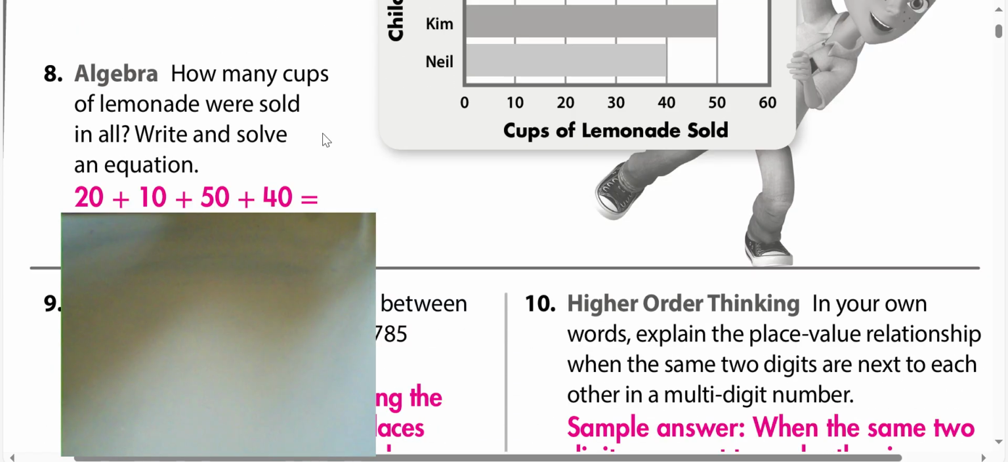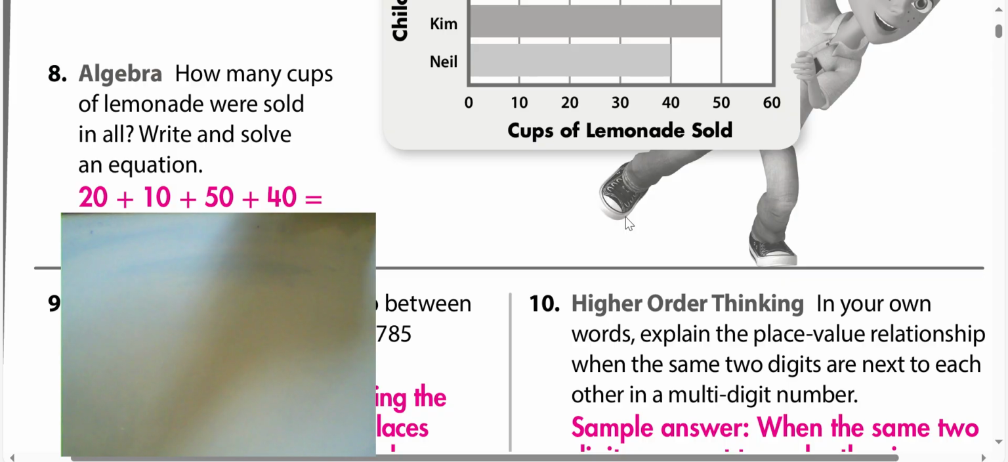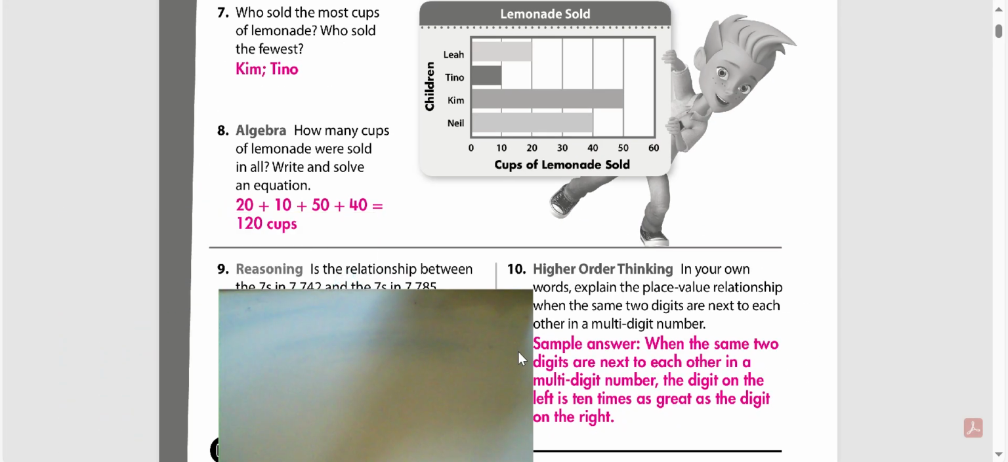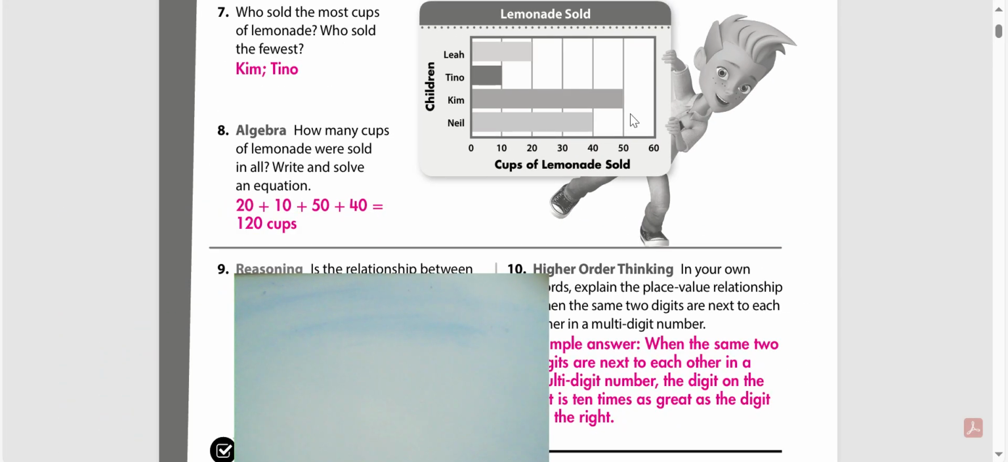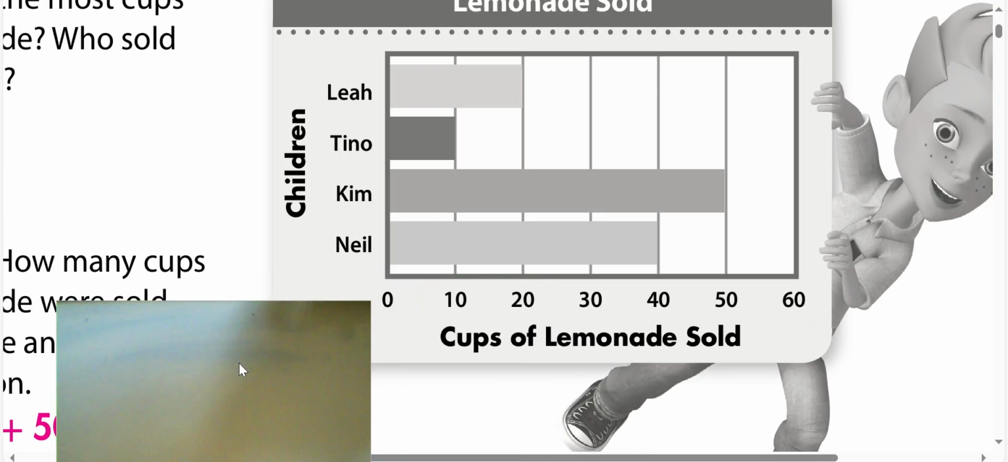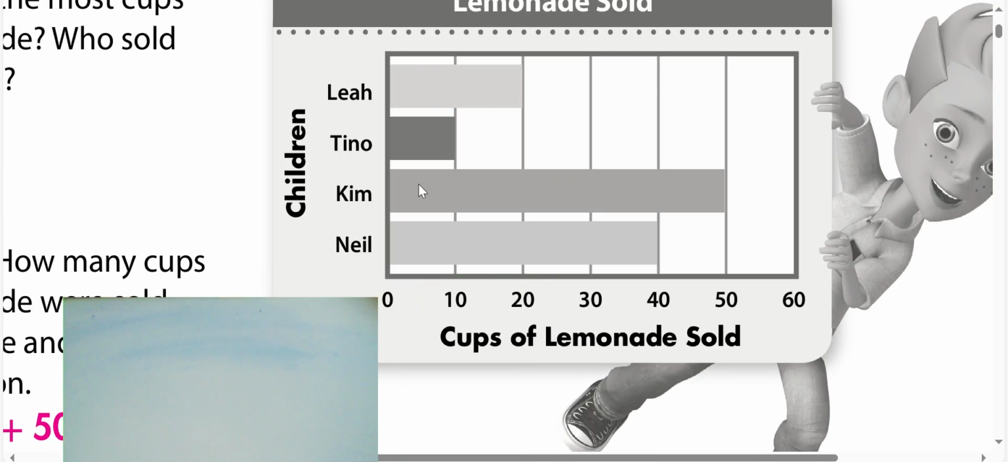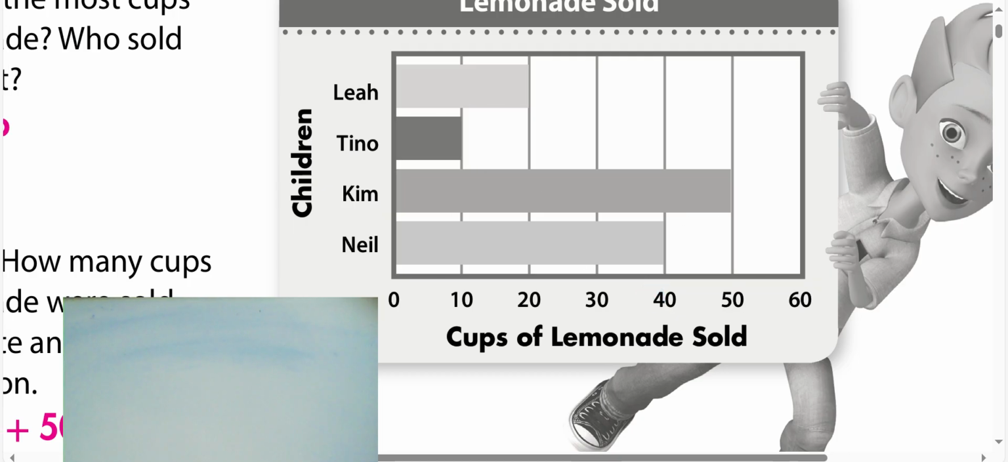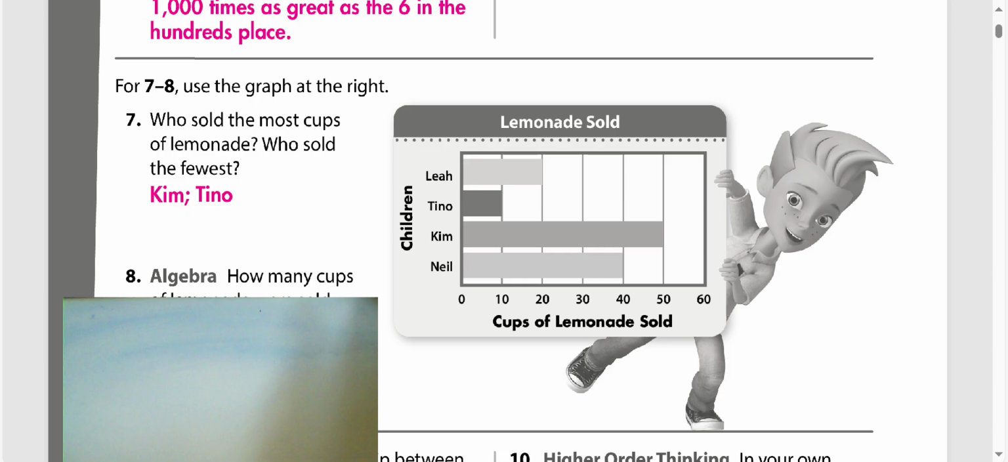Algebra, how many cups of lemonade were sold? We can add together from the bar model. So in the bar graph here we have 40 plus 50 plus 10 plus 40 plus 20. Look at here, this bar goes to 20. Okay, this is 20, and Lee 20, and Tino 10, and Kim 50, and Lil 40. Next question.